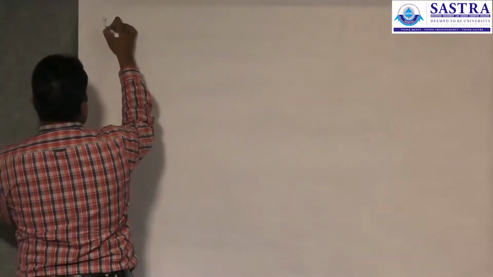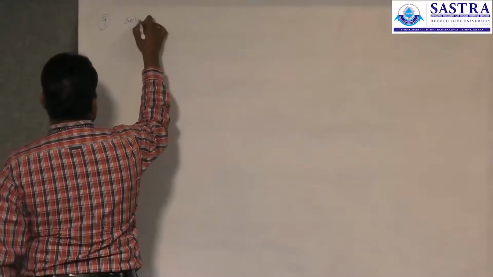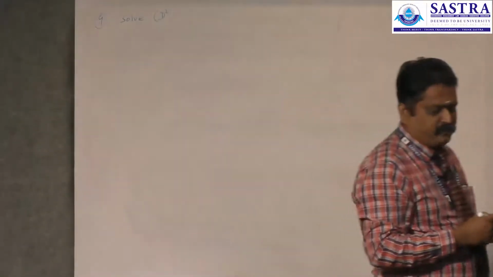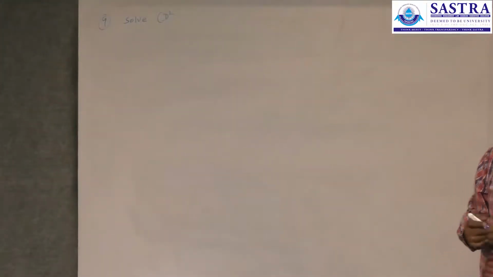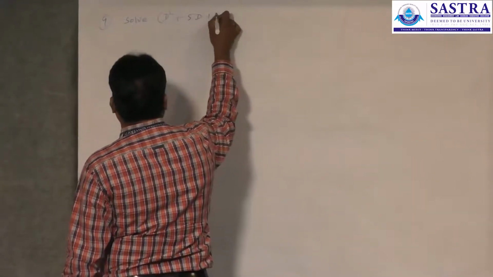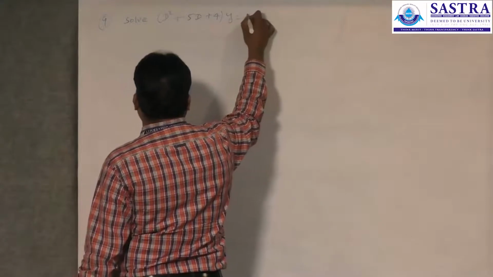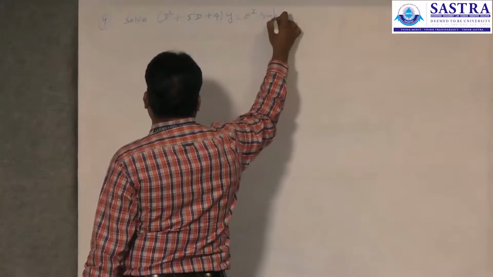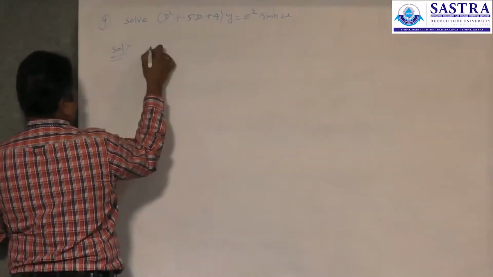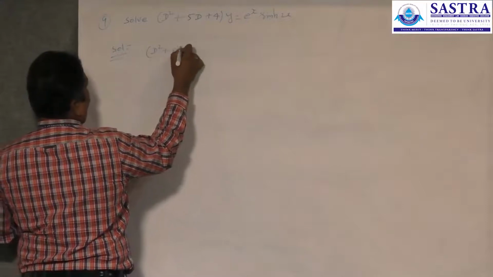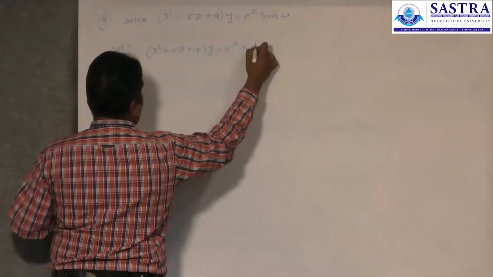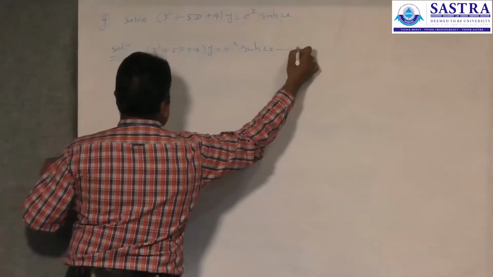Problem number 9. Solve (D square plus 5D plus 4) whole thing into y is equal to e to the power x into sinh 2x. Write out the given equation. D square plus 5D plus 4 whole thing into y is equal to e power x sinh 2x. Equation number 1.